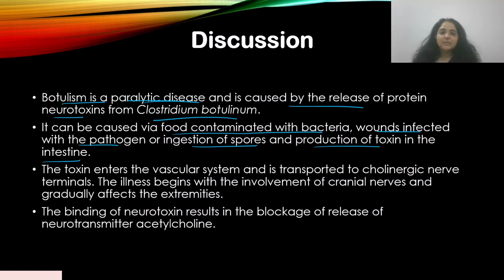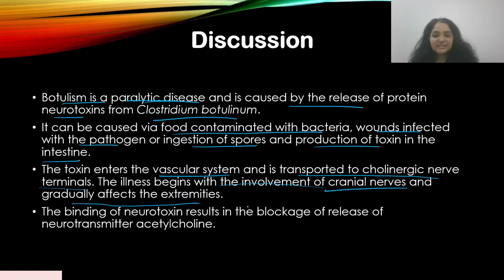But once the toxin is released, it enters the vascular system, and then is transported to the cholinergic nerve terminals. Cholinergic nerve terminals are nerve terminals that release acetylcholine. We've discussed this in the neural system. Go back and read the chapter if you are lost. So it's transported to cholinergic nerve terminals, and the neuromuscular junctions are also affected. Now the illness begins with the involvement of cranial nerves, and gradually affects the extremities.